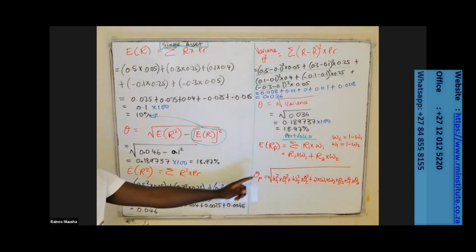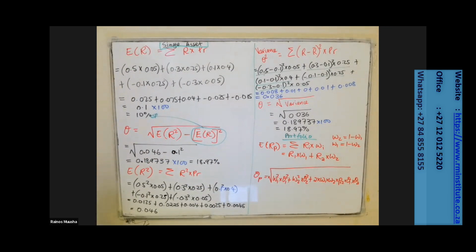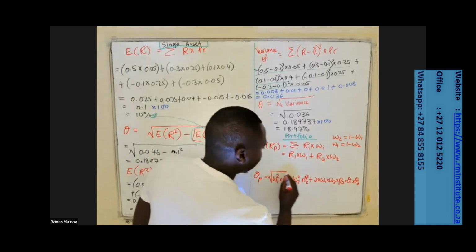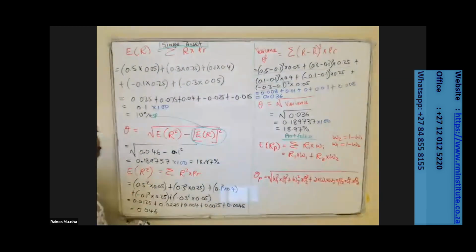So this is how you find the standard deviation of a two-asset portfolio. If you are asked to find the standard deviation of a two-asset portfolio, this is how you would find it.